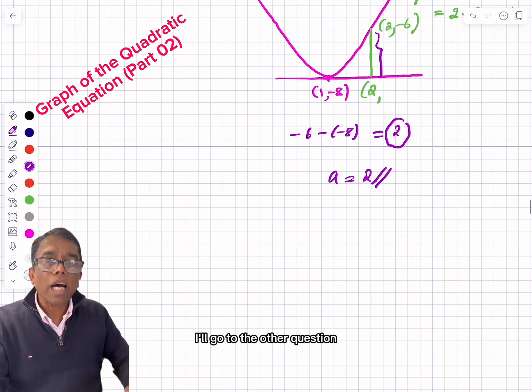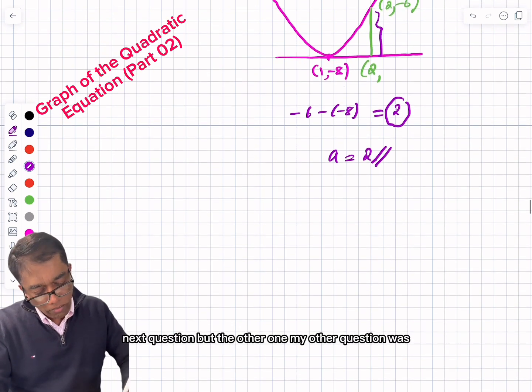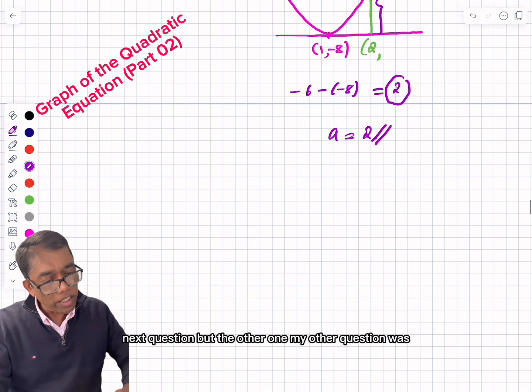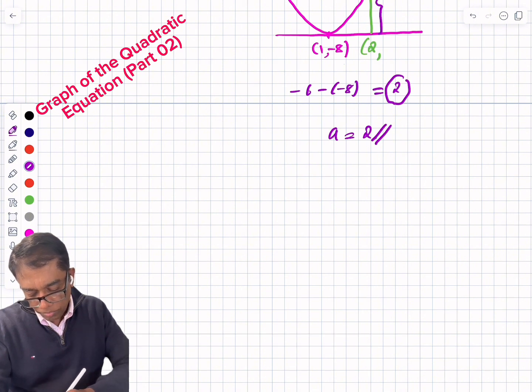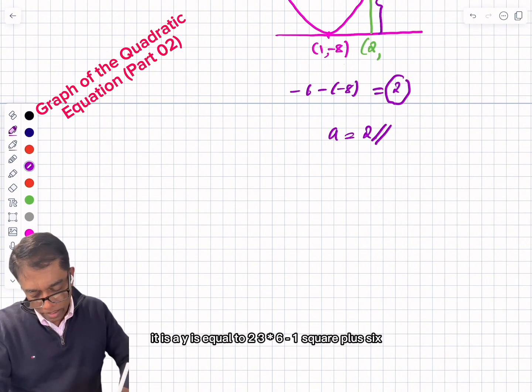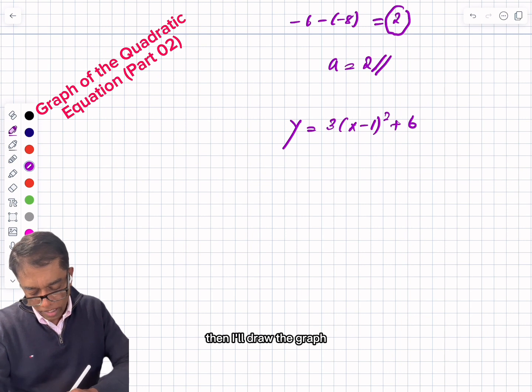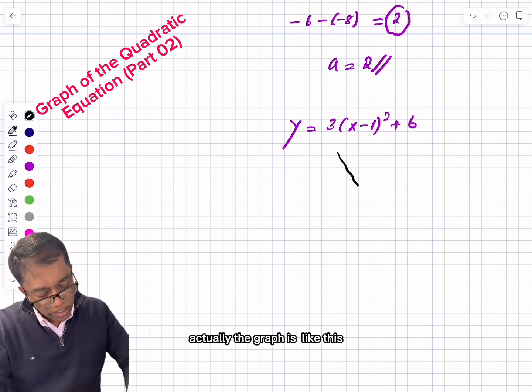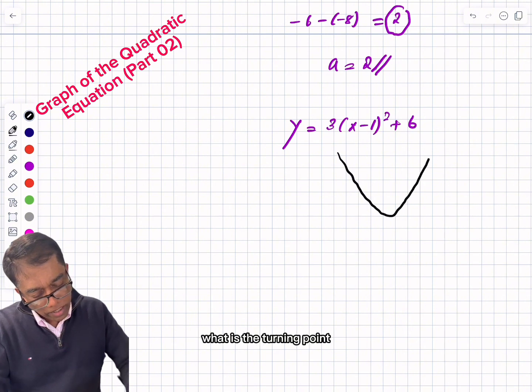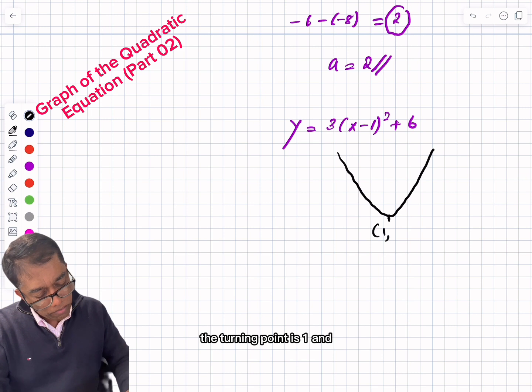I'll go to the other question. Next question. What is the other one? My other question was y is equal to 3 times x minus 1 squared plus 6. Then I'll draw the graph. Actually, the graph is like this. What is the turning point? The turning point is 1 and 6.